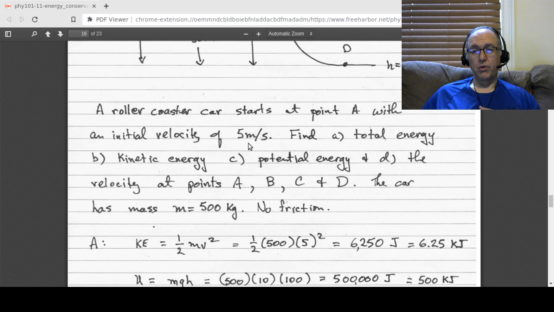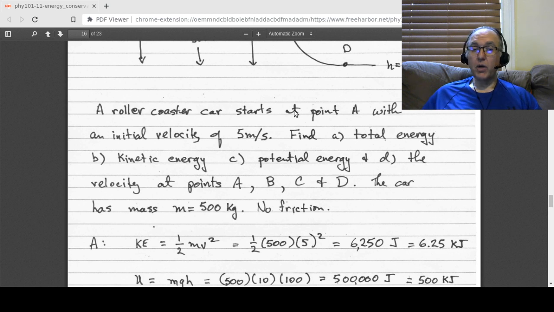I just thought I'd show you how you could have any initial velocity you like. Okay, so a roller coaster car starts at point A with an initial velocity of 5 meters per second. Find the total energy, the kinetic energy, the potential energy, and the velocities at points A, B, C, and D. The car has a mass of 500 kilograms, no friction.